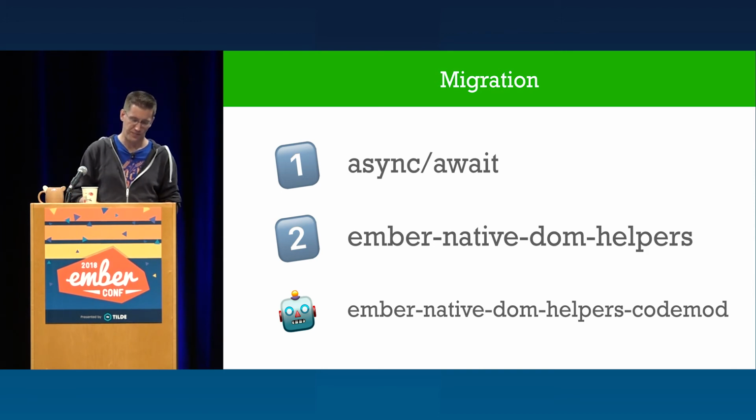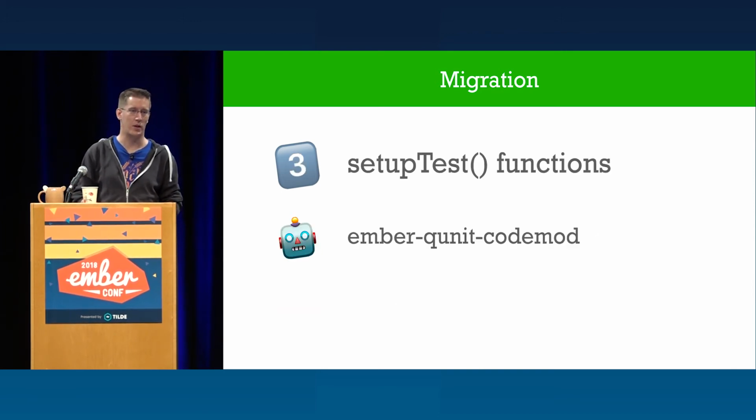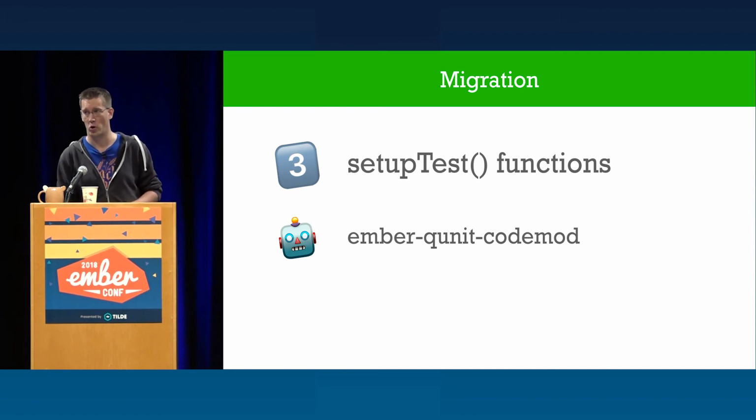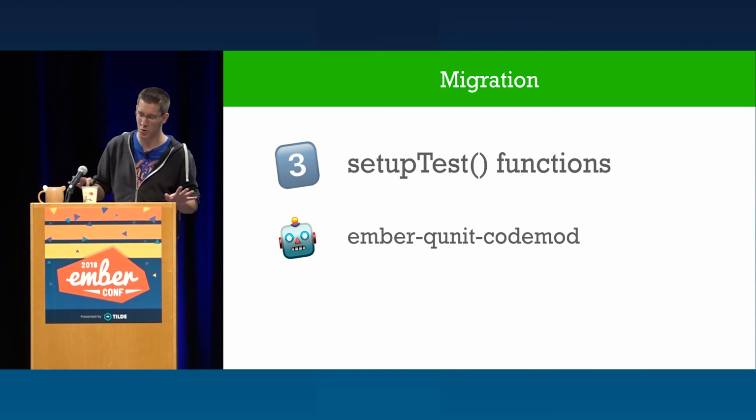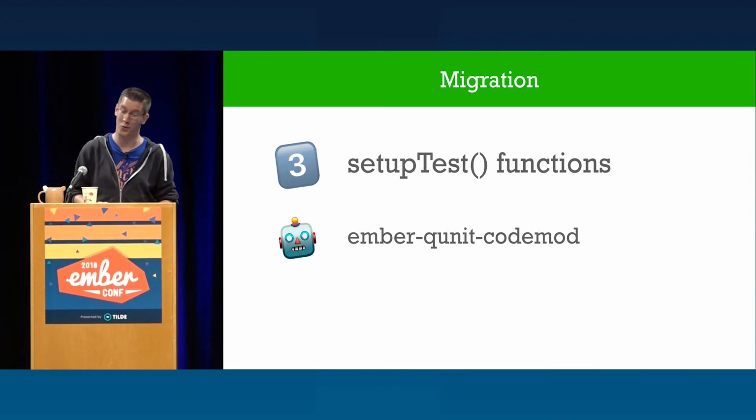The next step is using the setup test functions, or the new testing APIs. And well, that's still a lot of work. We also have a code mod for that. It's called Ember QUnit code mod. There is a similar thing for Mocha, although it's not entirely finished yet, so give me a week or something, so then we're hopefully going to be finished with that too. That also has a quite high success rate over all the projects that I've migrated so far, so pretty good.